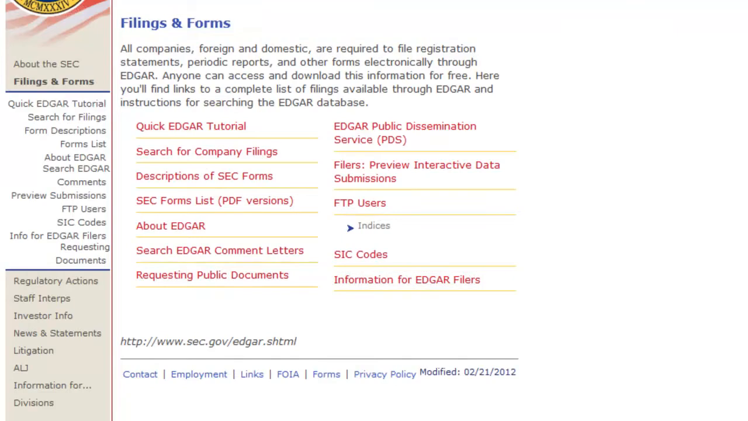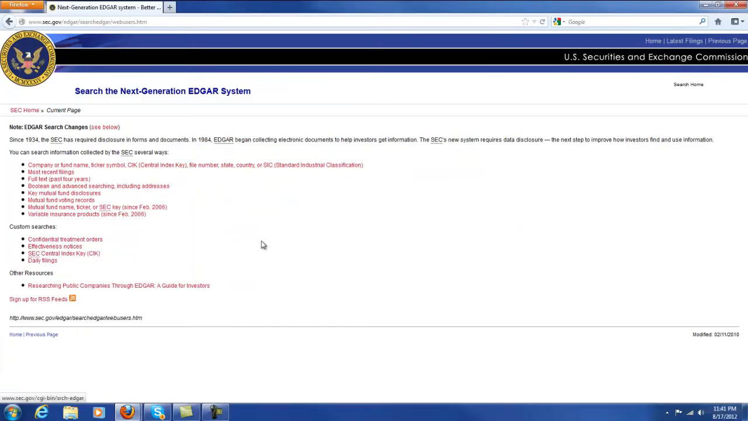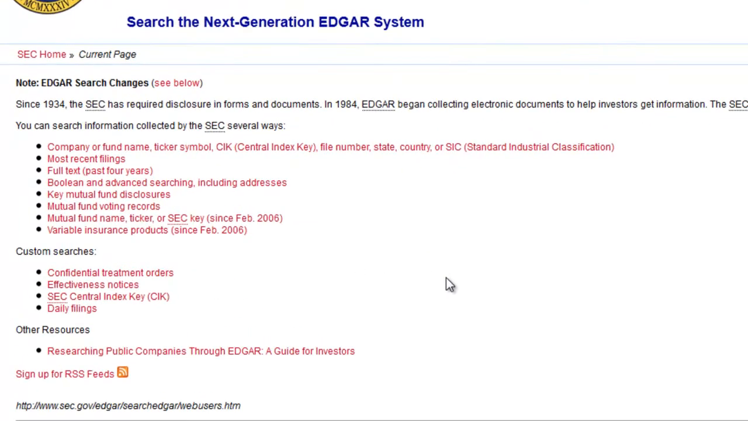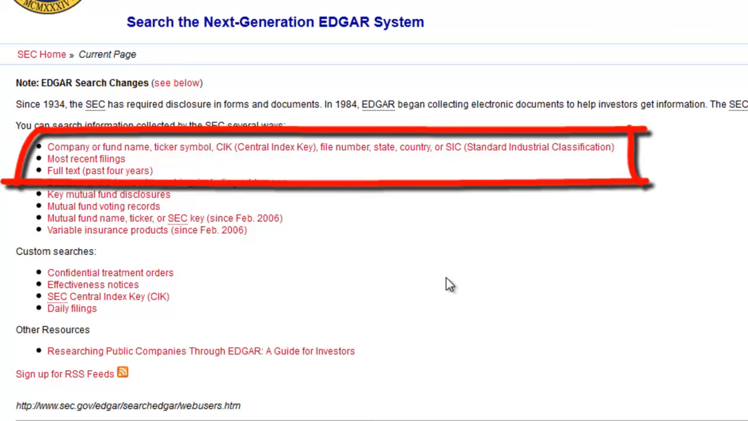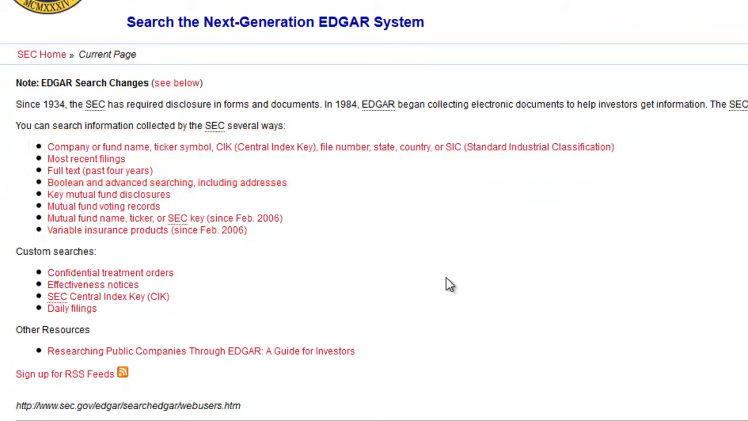Okay, let's move on to the main tab, which is Search for Company Filings. And as I mentioned before, this is the option that you will be using the most. So let's go ahead and click on it. Once you arrive at this page, you will have the ability to search for SEC documents in many different ways, but I'm only going to talk about the first 3. And the first one is really the one that you will be using the most. So let me talk about the other 2 first.